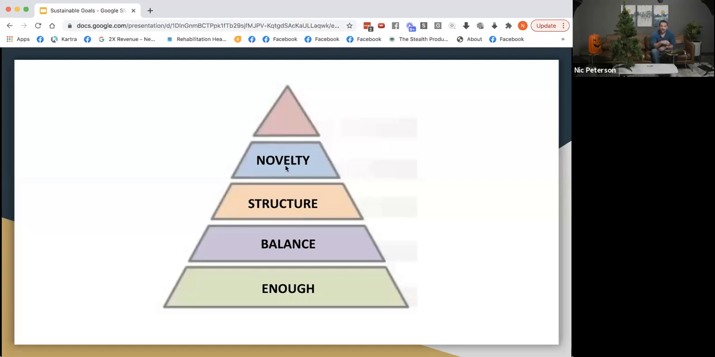So this is where we learn how to have fun with what we're doing without compromising the other things. You cannot start with novelty because if you don't have enough, the balance and the structure, you won't know how to get back on track quickly. You're either on or you're off. When the reality is there's a gray area where you can have some cake, have some brownies, drink some beer, and you're still on track. Right? Novelty.